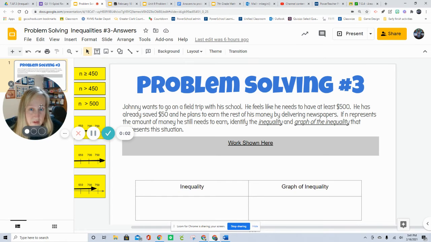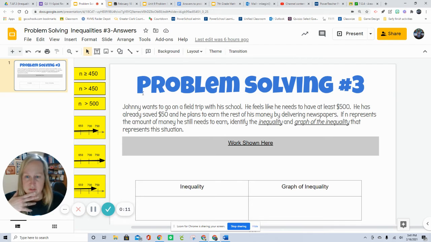Okay, we are doing problem solving number 3 today. These are practicing for the test that's coming up and just kind of learning in general. So we're going to read the situation first.